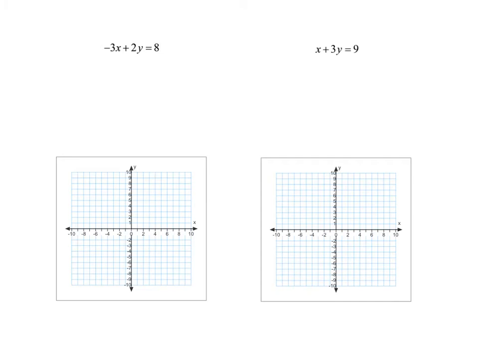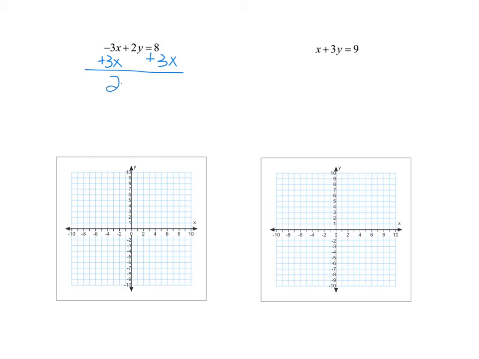We're just going to do more of the same here. Remember, our goal is to isolate y. Here I have a minus 3x plus 2y equals 8. So I'm trying to isolate that y. I've got to get rid of this minus 3x. How do I get rid of a negative 3x? I add 3x. Whatever I do to one side, I have to do to the other.